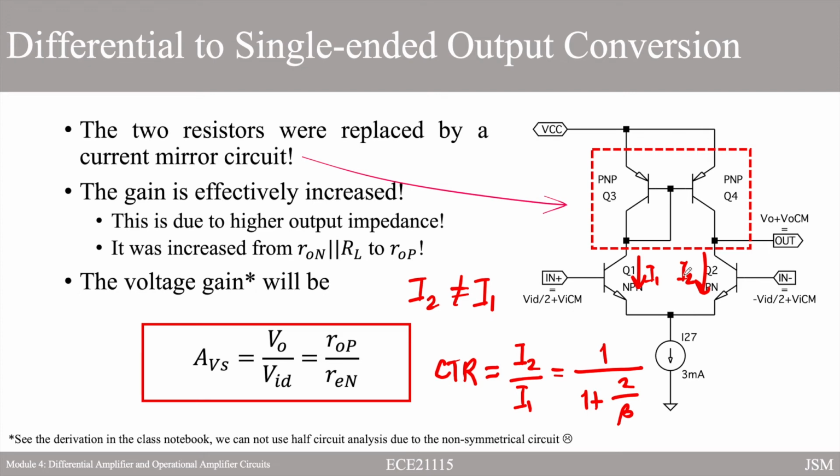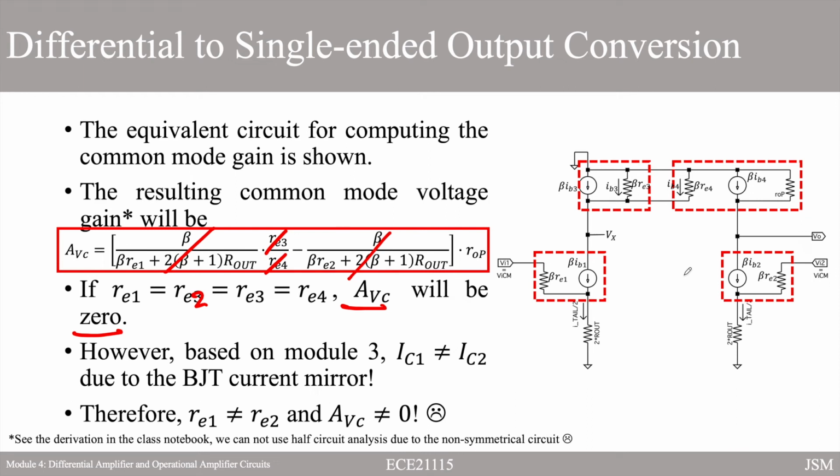So, kapag hindi equal yung IC1 and IC2, hindi rin equal yung IE1 and IE2. Kung i-recall natin ang definition ni RE, it is the thermal voltage, which is 25 millivolts or sometimes 26 millivolts, divided by the emitter current or the quiescent emitter current. If IC1 is not equal to IC2, masasabi natin that IE1 is not equal to IE2. So, ibig sabihin nun, RE1 is not equal to RE2. Therefore, AVC will never be 0.